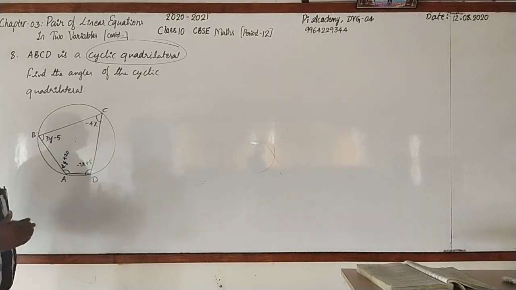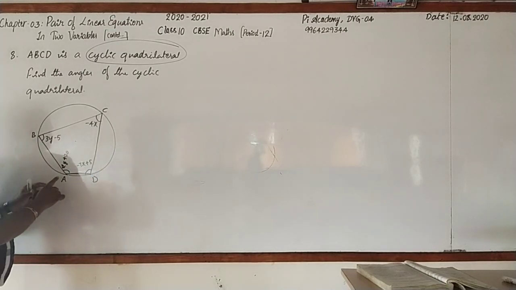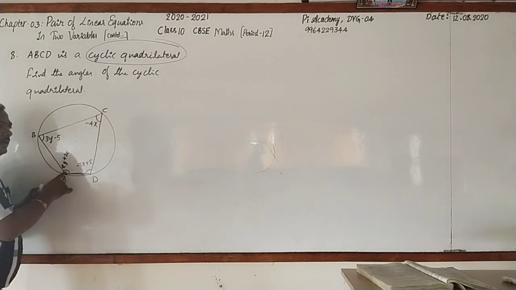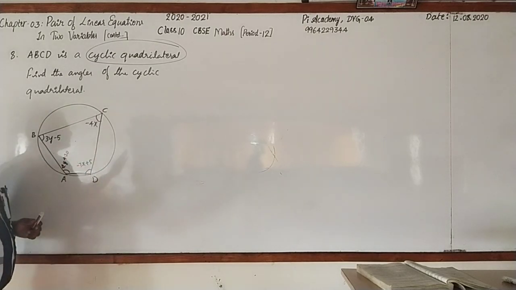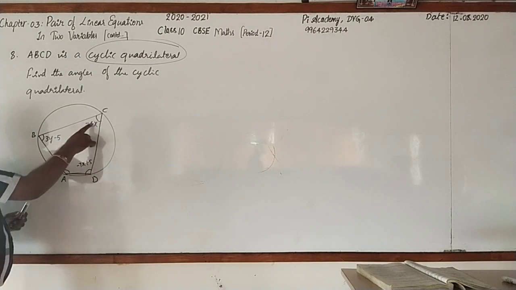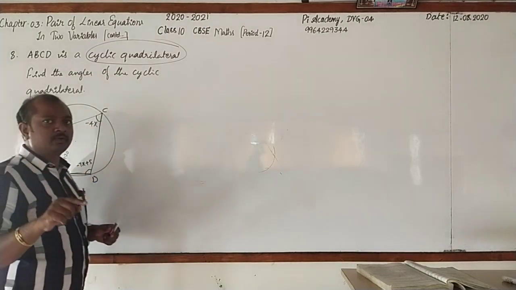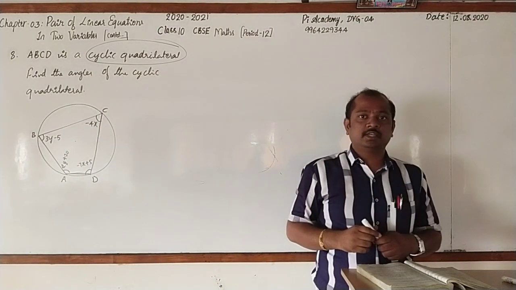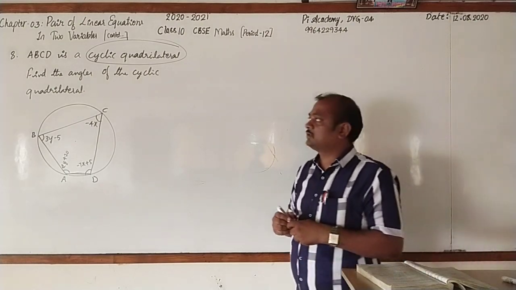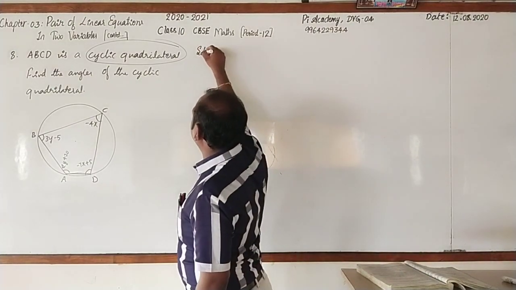Then, what is that property? You are right. In a cyclic quadrilateral, opposite angles are supplementary. That means the sum of these opposite angles will be equal to 180 degrees. We can go for using that. Yes, start writing with me.